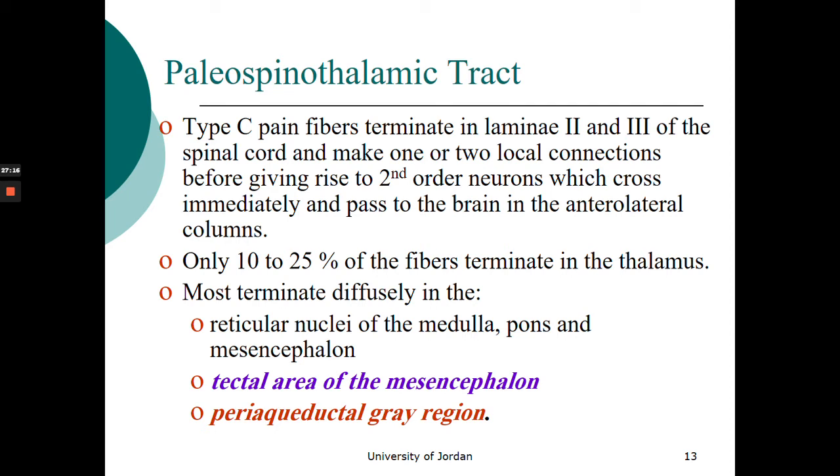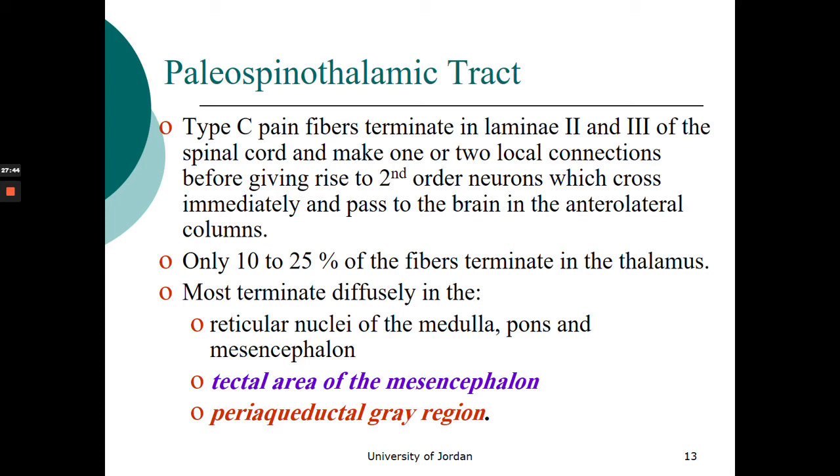Now, most of the fibers, more than 75%, end at the reticular formation of the brainstem. The fibers that end at the reticular formation of the brainstem are important because they activate the reticular activating system found in the brainstem.